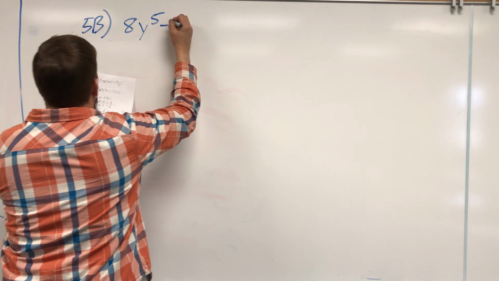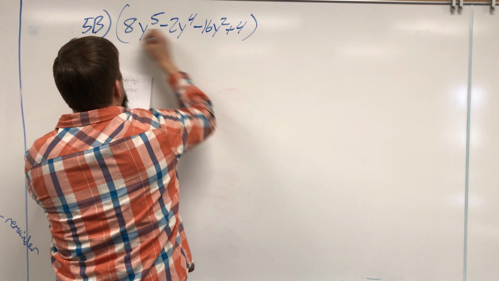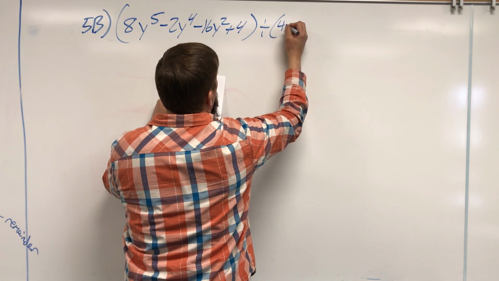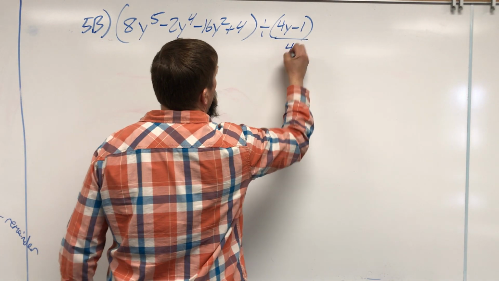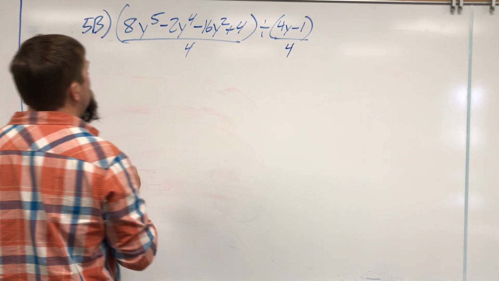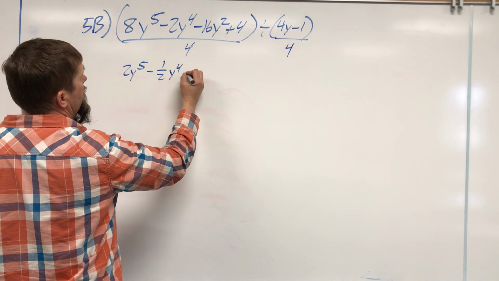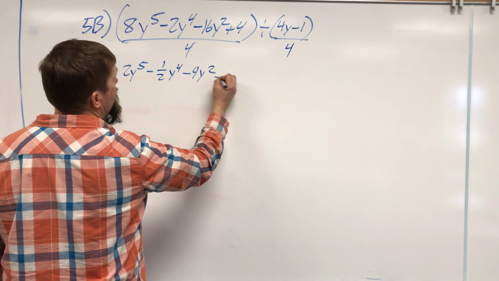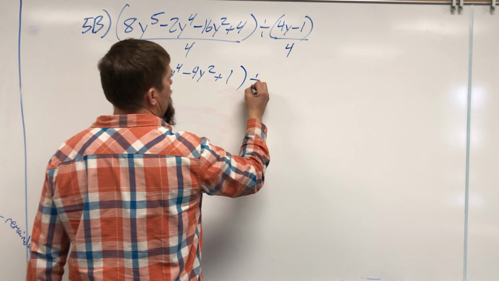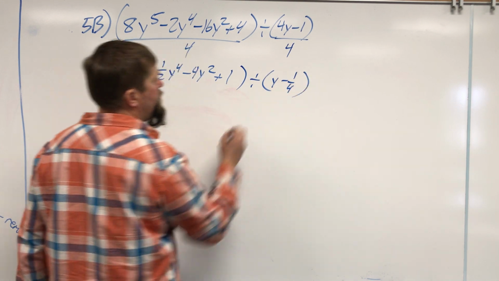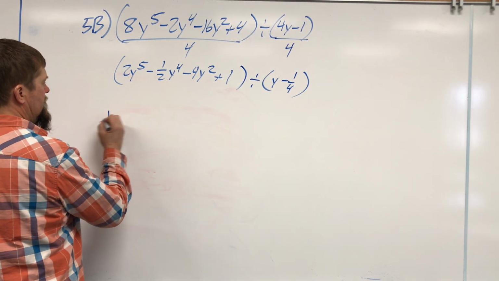y to the 5th minus 2y to the 4th minus 16y squared plus 4, and we're going to divide this by 4y minus 1. Now, without doing all that extra work, what I'm basically going to do is divide both of these by 4. It gives me 2y to the 5th minus 1/2 y to the 4th minus 4y squared plus 1, divided by y minus 1/4. Okay, so positive 1/4.